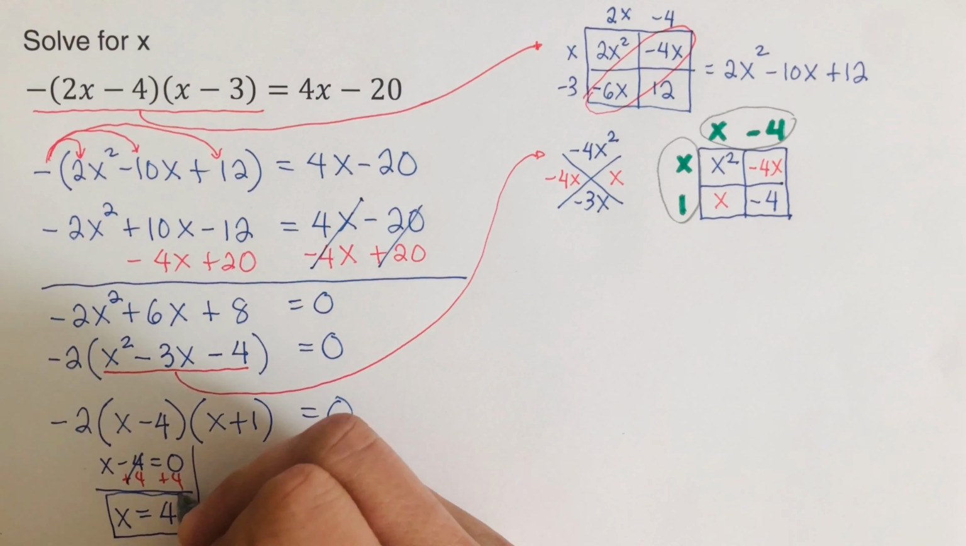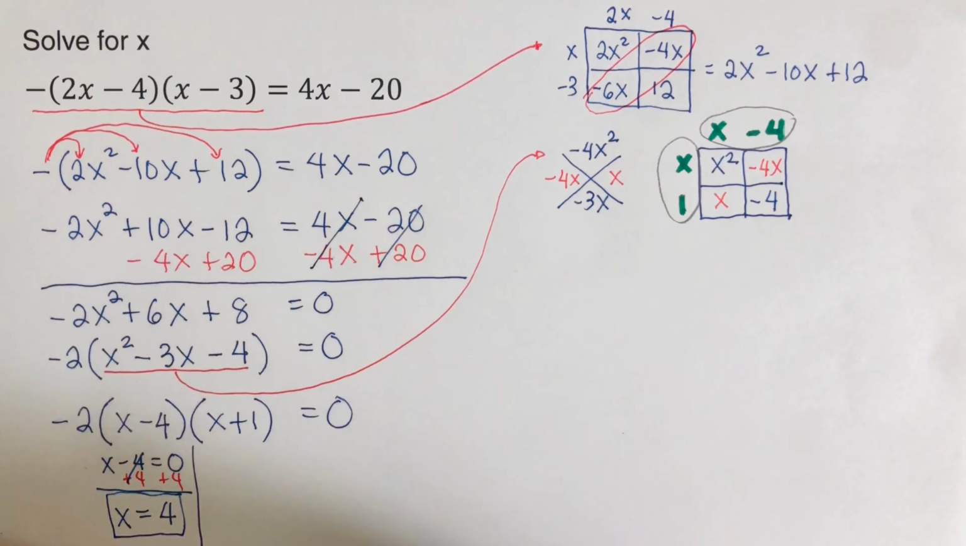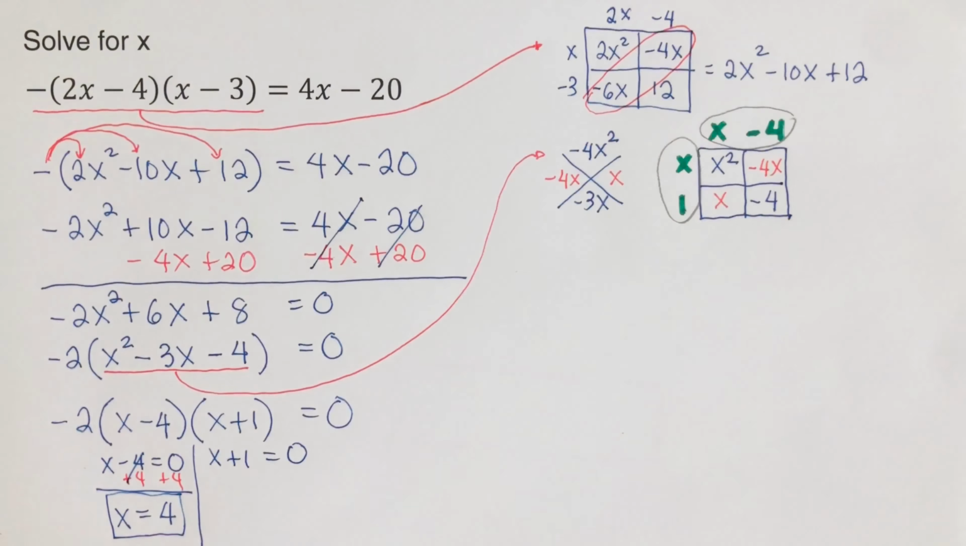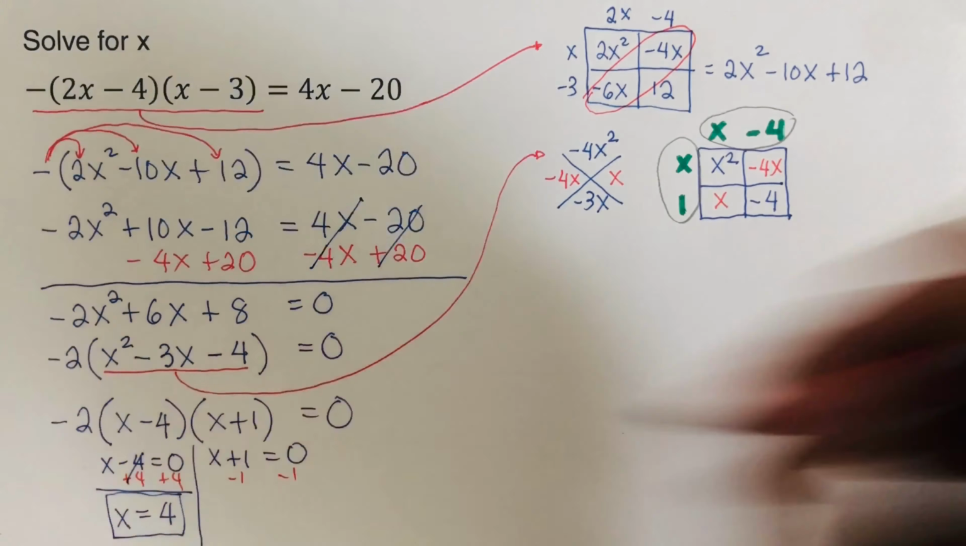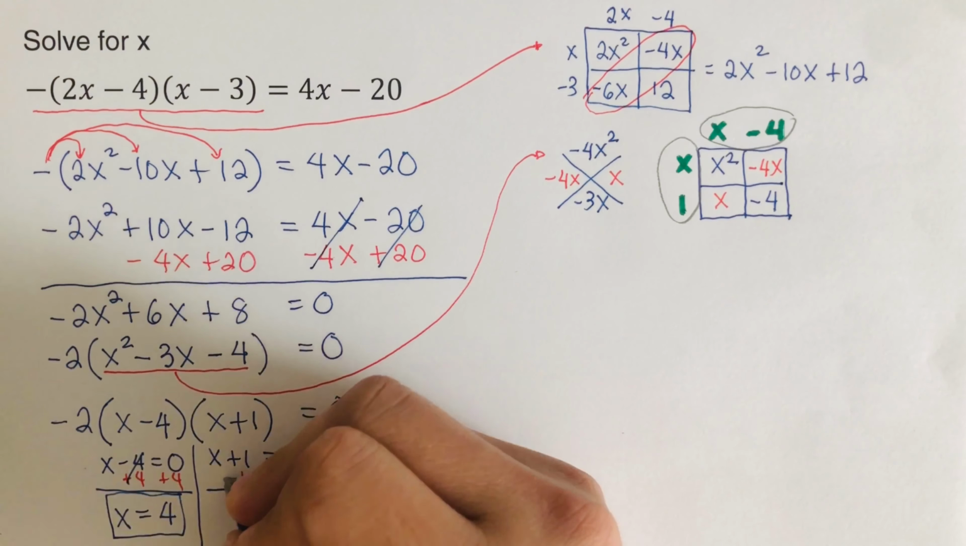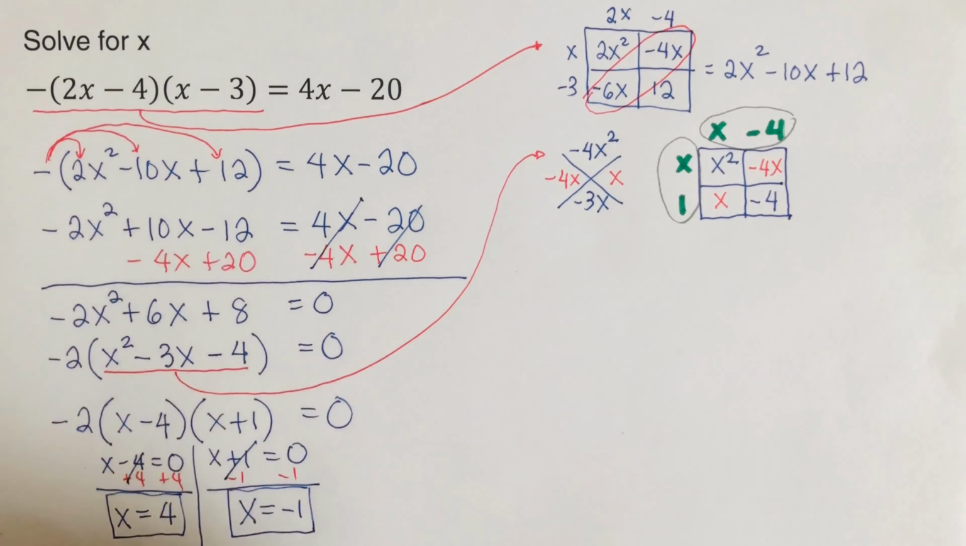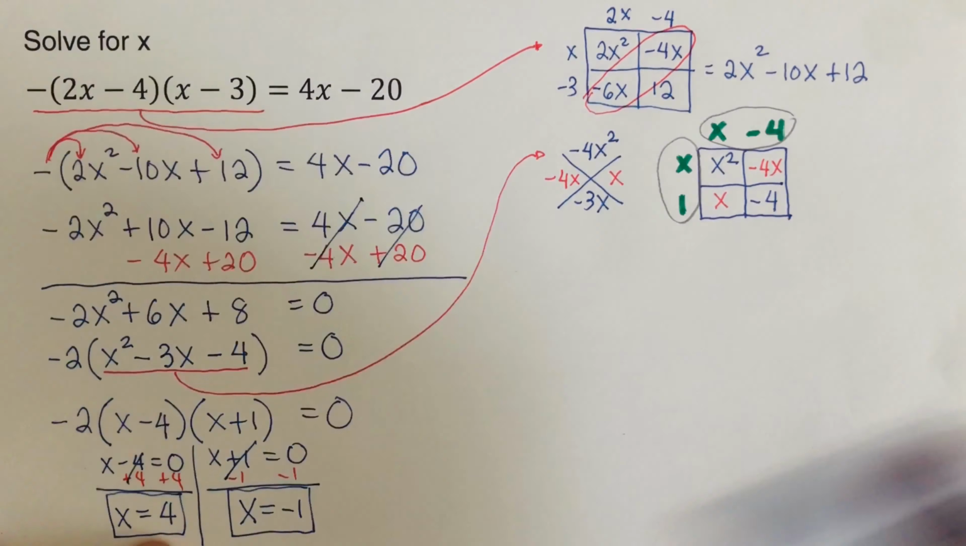So this is the first solution. And then the other solution would be x plus 1 equals 0. So minus 1 and minus 1. Then we are left with x is equal to negative 1. So these two are the solutions to this equation that we have up there.